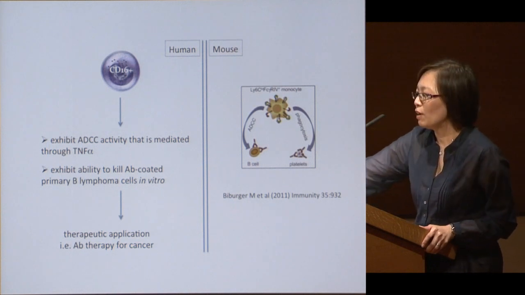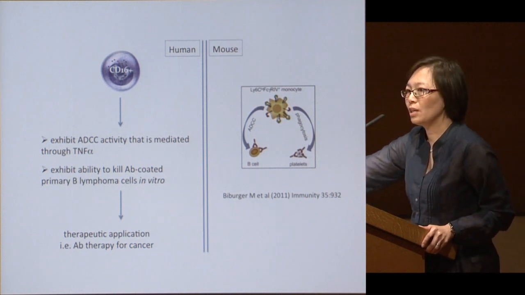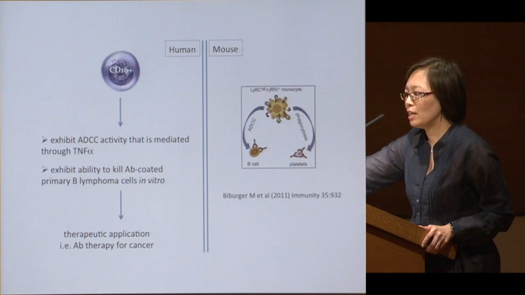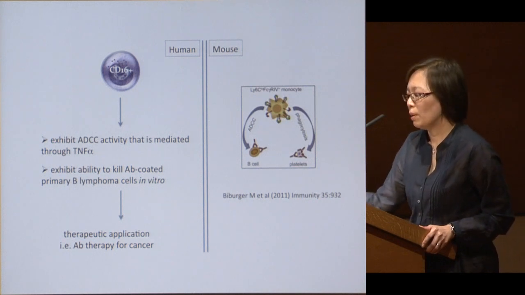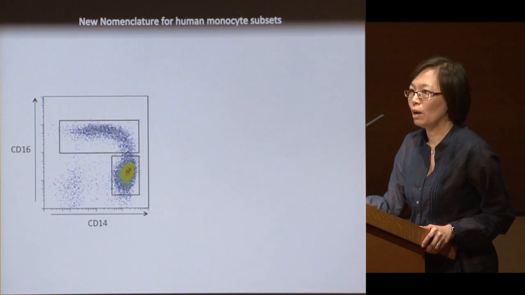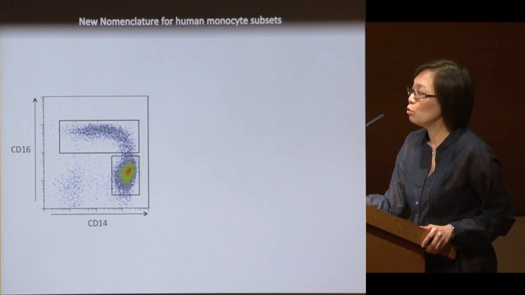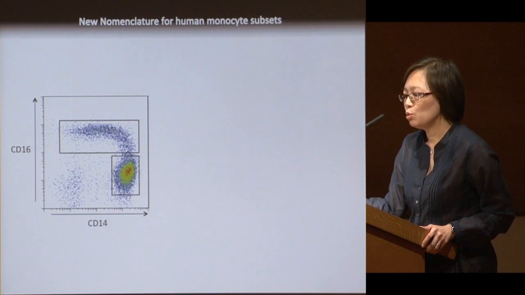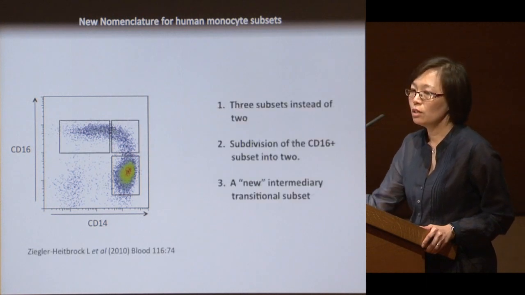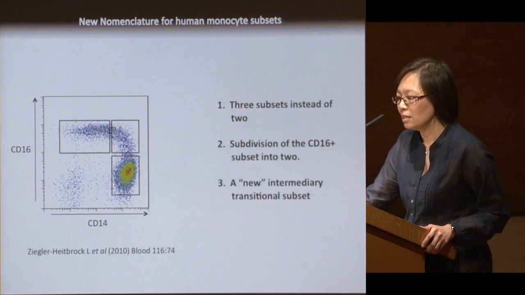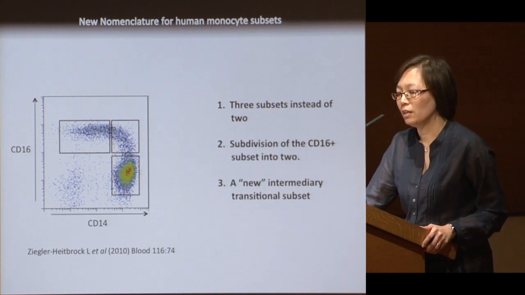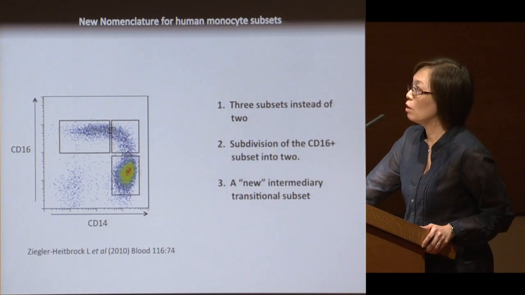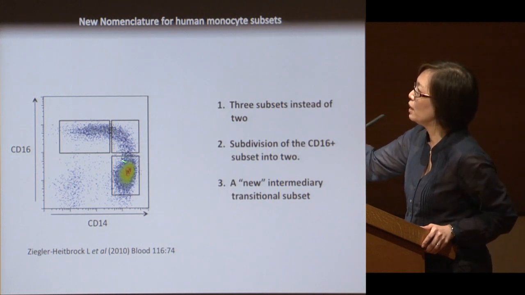So in the last 5 minutes, I would like to quickly share with you some new nomenclatures that have been described for the monocyte subsets. So far I've told you about monocytes being broadly classified into two populations. But in fact, in 2010, the nomenclature committee proposed that monocyte subsets should now be divided into three, based on the gating as shown here.